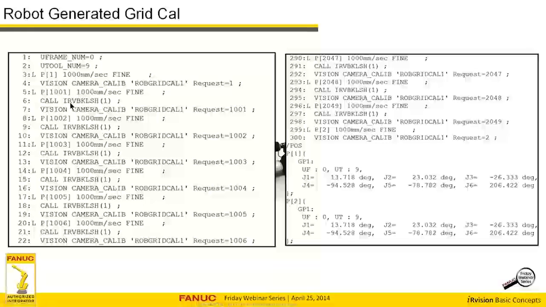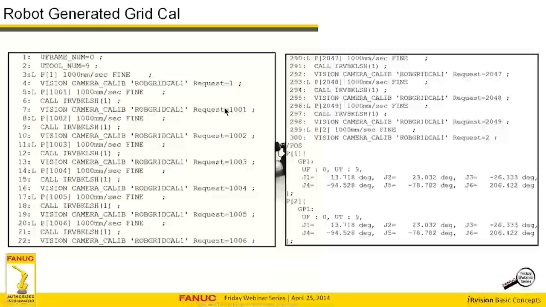Now it does this iRV backlash move. It was kind of hard to see in the little video. What this does is it moves all the joints 1 degree one way and then back. That's just to take the backlash out of all the positions, to make it as accurate a position as possible before it goes ahead and finds that part.